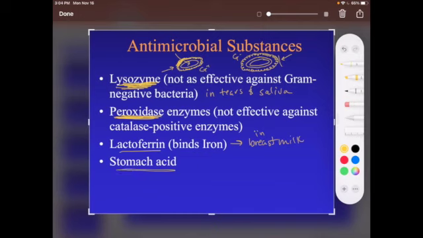I put stomach acid here as an antimicrobial substance because stomach acid is a wicked low pH. It's super acidic, and it will destroy a lot of bacterial cells. It won't destroy toxins that you ingest, though. So if a bacterial cell like bacillus is on your food and it has produced some spores or it has produced a toxin, your stomach acid isn't going to break up that toxin. But stomach acid can definitely kill several different types of bacteria. A lot of them.